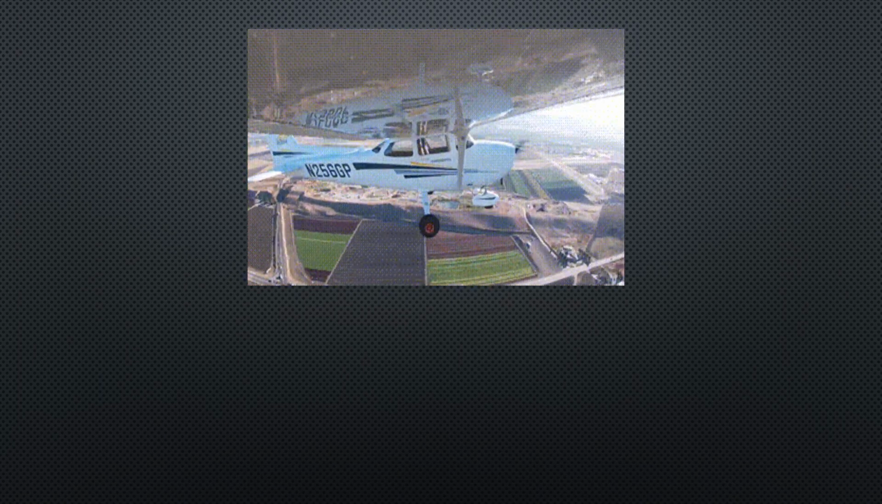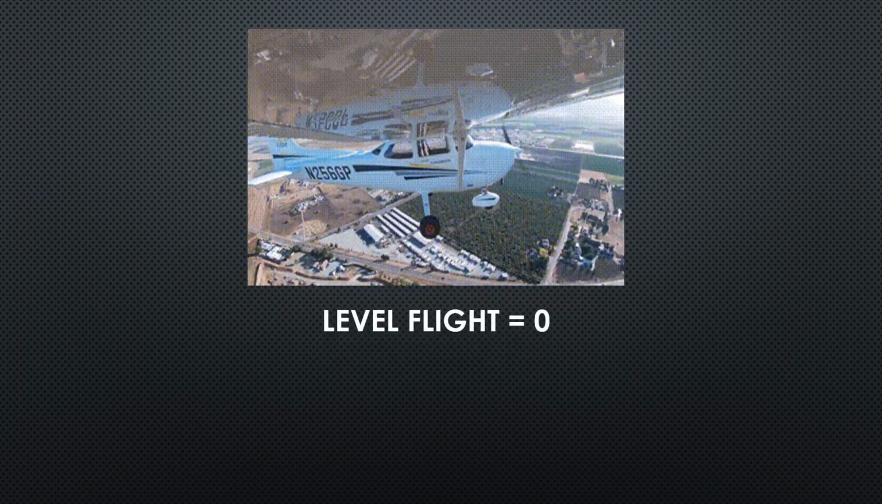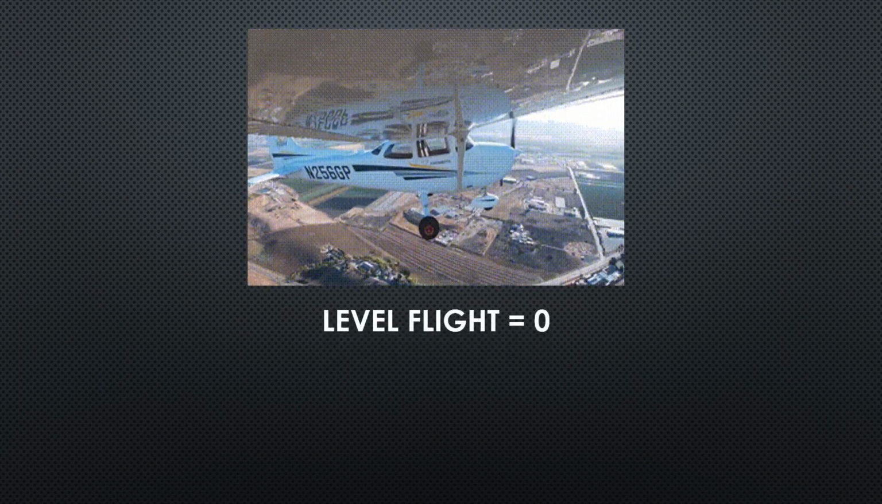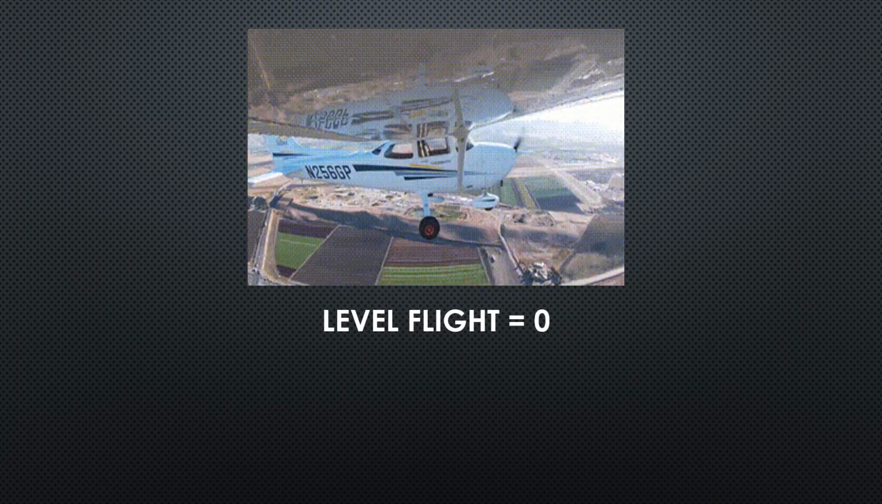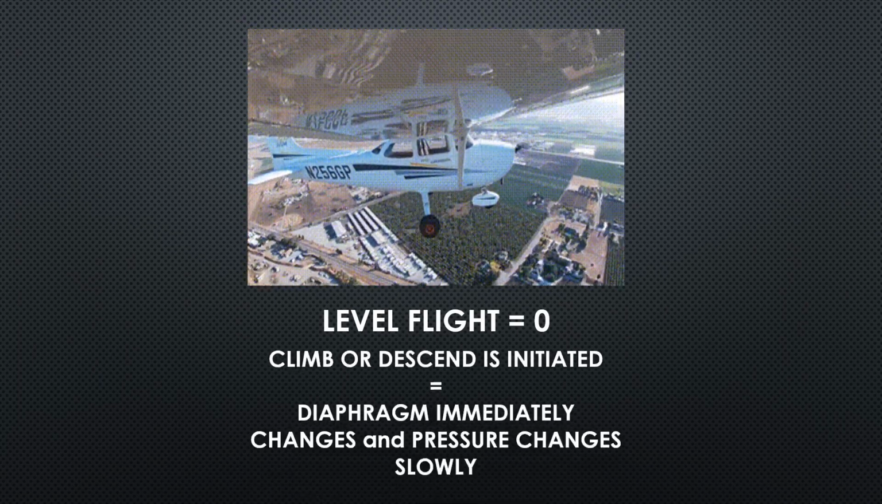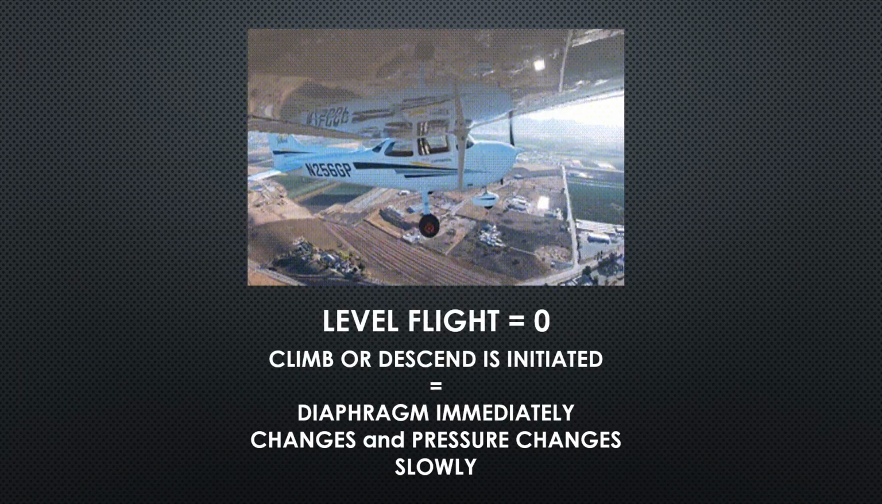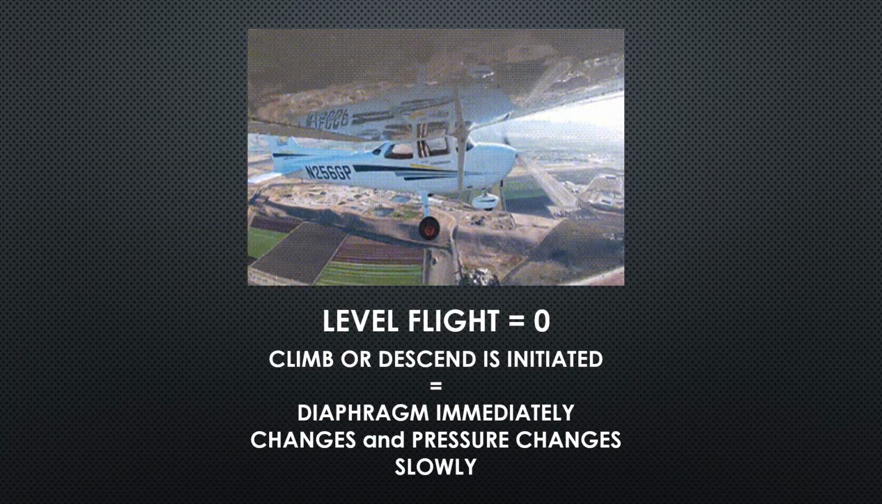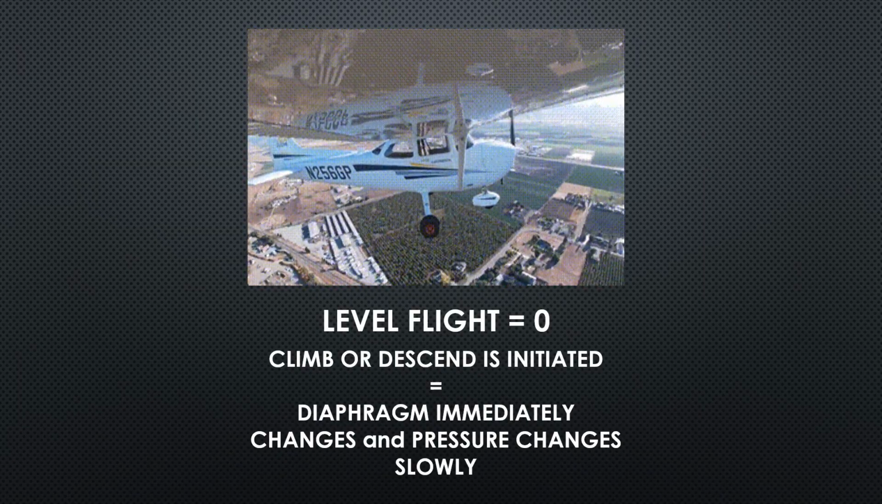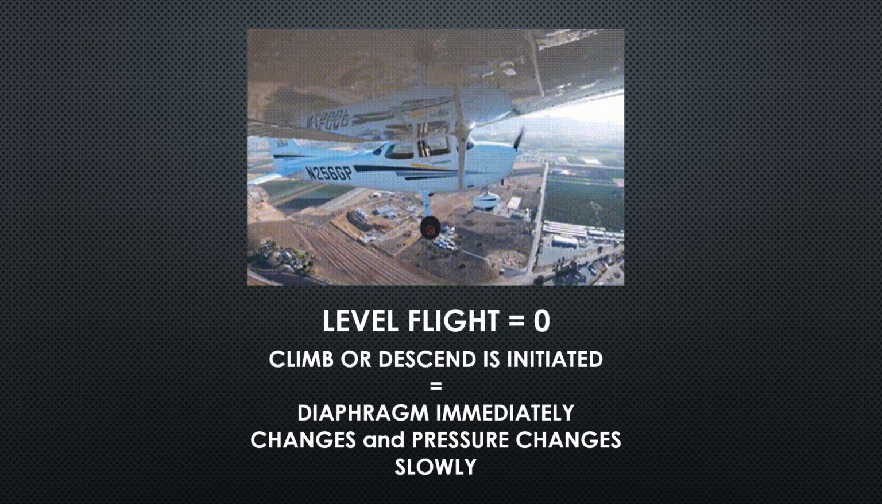If the aircraft is in level flight, the VSI indicates zero and the pressure around the diaphragm is also equal with it. When the pilot initiates the climb or descent, the diaphragm will immediately change, but the surrounding pressure changes at its lower rate. The difference of pressure causes the diaphragm to expand or contract, which translates to a climb or descent.